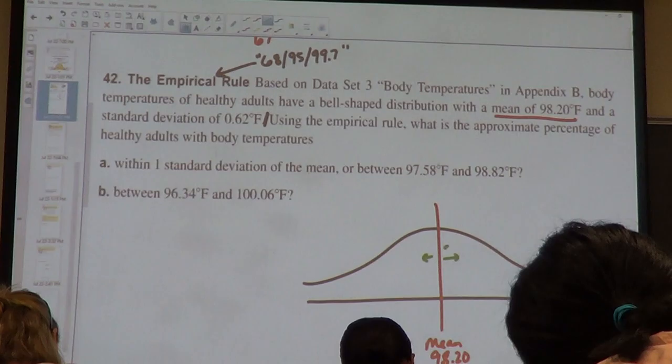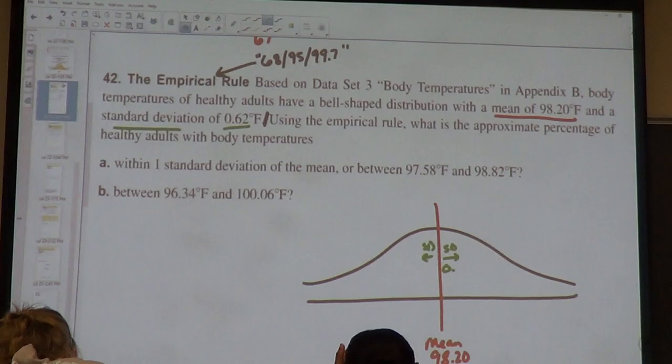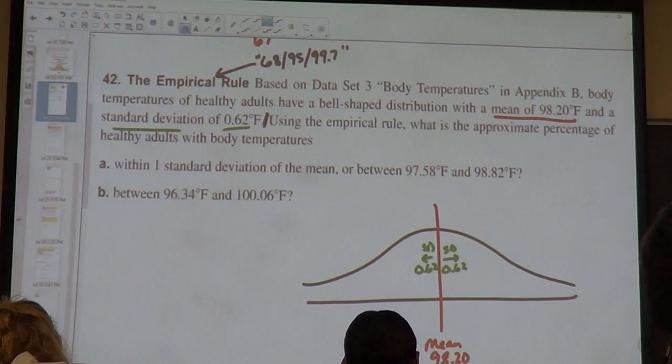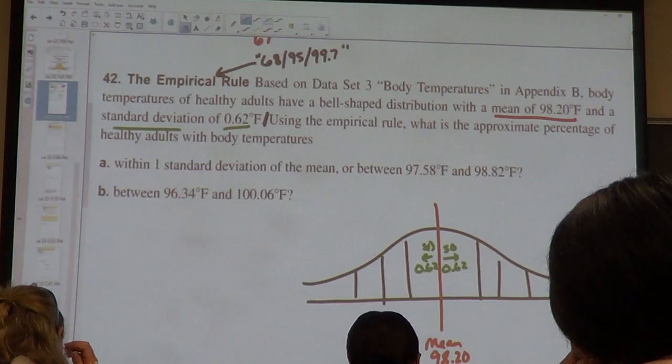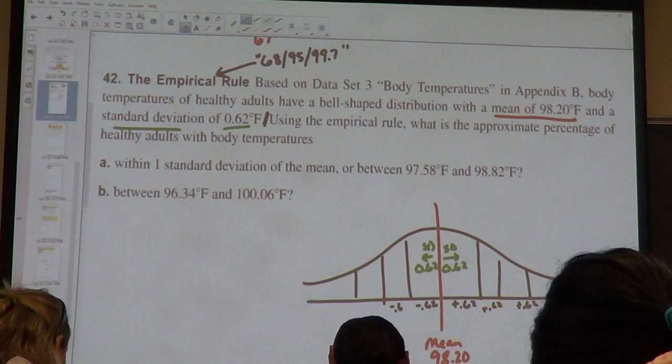So how much are we going to jump off of that? Add 4, minus 4? Nope. What is our standard deviation for this one? 0.62. Four just happened to be the standard deviation for the last one. So every problem, your standard deviation is going to change and your mean is going to change. So we're going to add 0.62, add 0.62, add 0.62, and then we're going to subtract 0.62, subtract 0.62, subtract 0.62. And that's going to give me the numbers at the bottom.